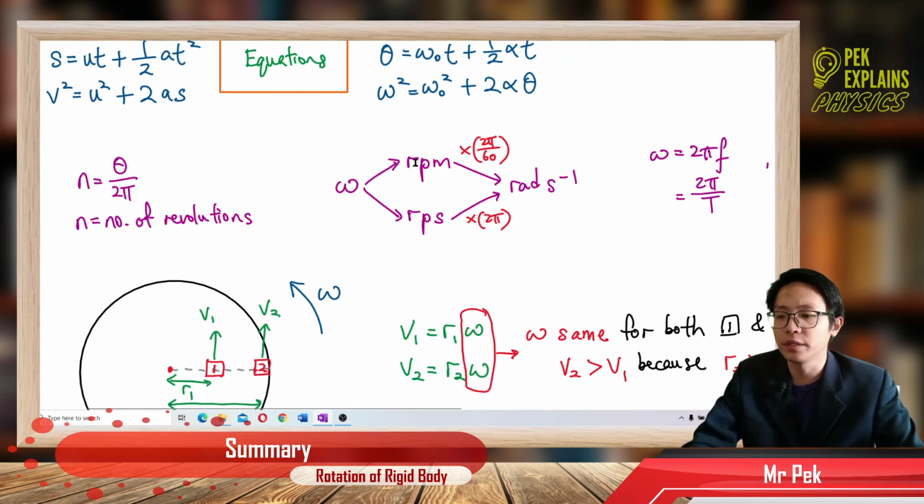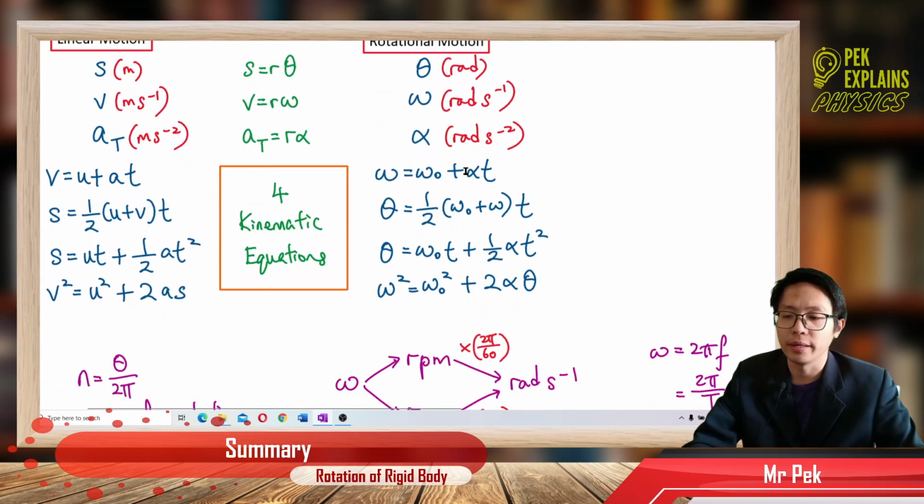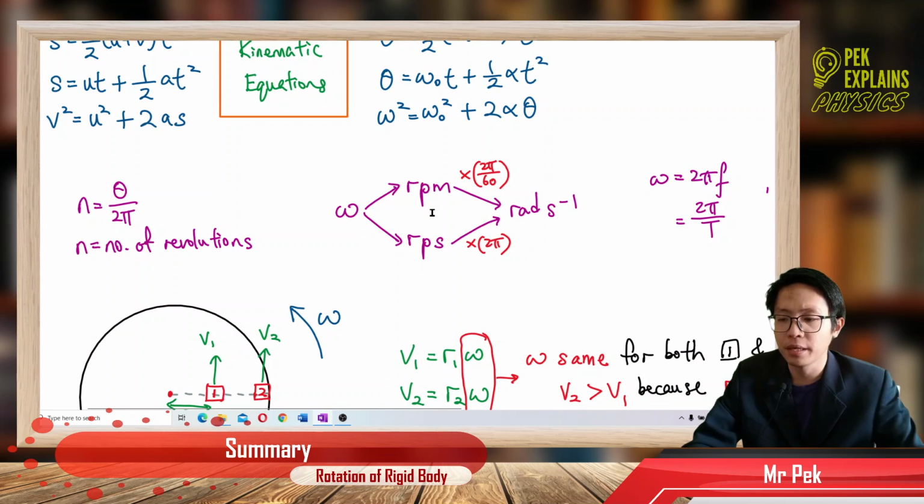And then we also have RPM and RPS. RPM is revolution per minute. RPS is revolution per second. These are the units for omega. But for omega, we normally use radian per second. So you need to change the RPM and RPS to radian per second. How to change? For revolution per minute, you just multiply 2 pi over 60.